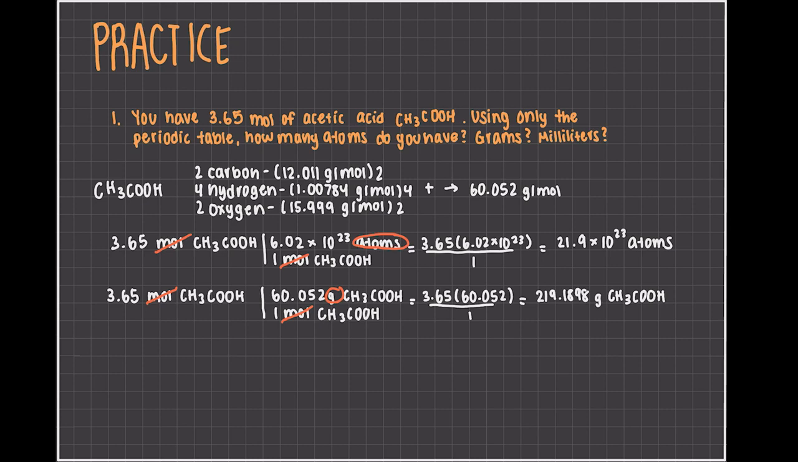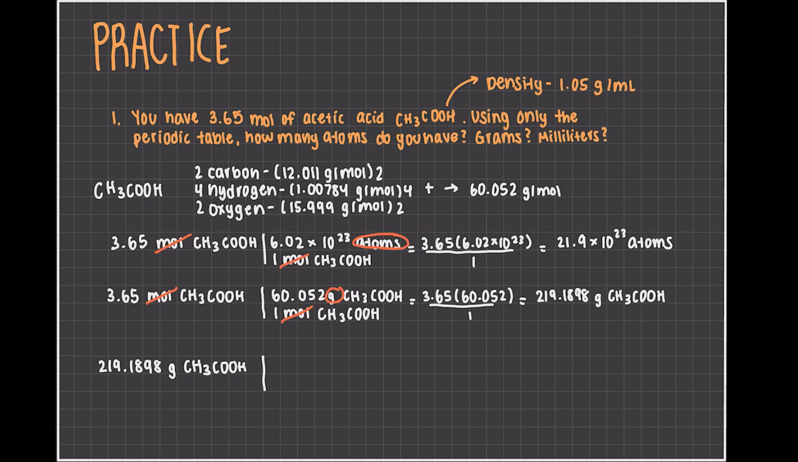Now let's try to get to milliliters. Now this was a little bit of a trick question because I didn't give you guys acetic acid's density, but density is another proportion in which we compare grams to milliliters. The density of acetic acid is 1.05 grams per milliliter. So let's apply that to the grams that we have to try and get to milliliters.